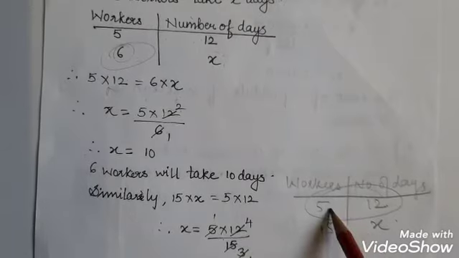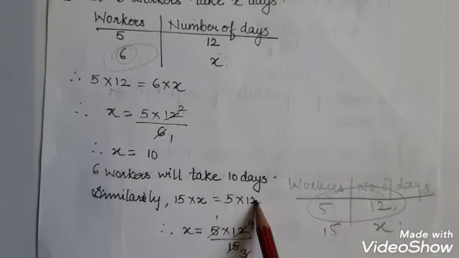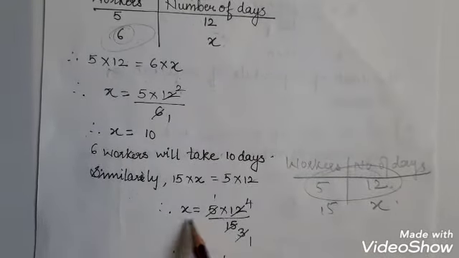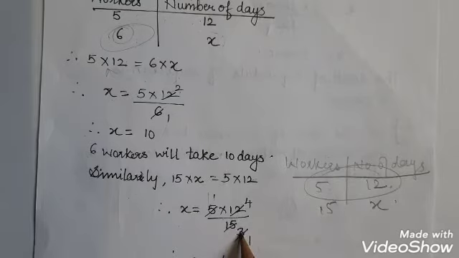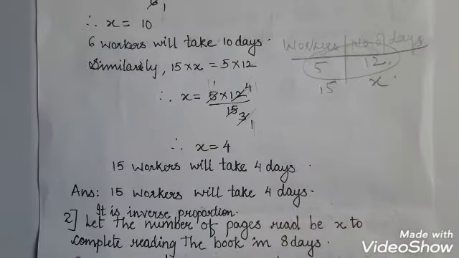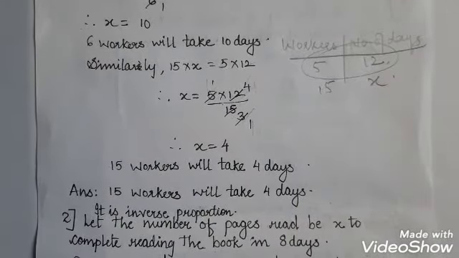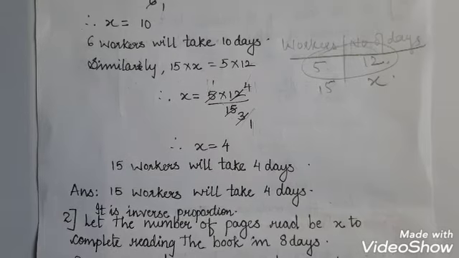So 5 into 12 is equal to 15 into x. X is equal to 5 into 12 upon 15. 5 ones are 5, 5 threes are 15, 3 ones are 3, 3 fours are 12. So 15 workers will take 4 days. Okay, so we got both the answers.